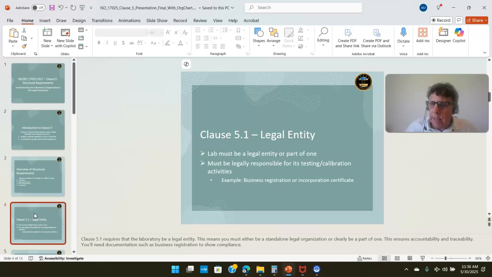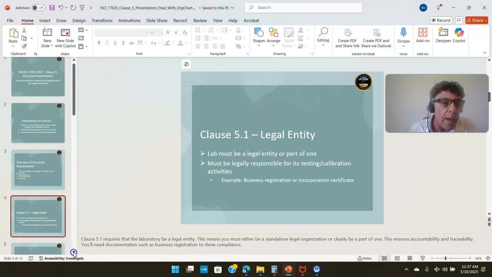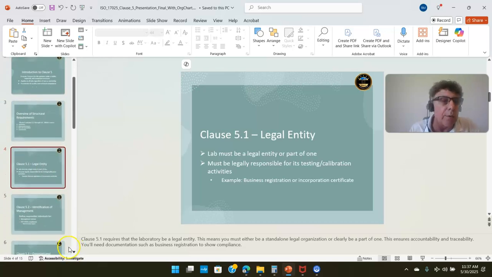If you're an LLC, it might be your business license. The auditor is going to look for some sort of proof of the fact that you are a legal entity. So clause 5.1 requires that the laboratory be a legal entity. This means that you must either be, like I said, a standalone legalized legal organization or clearly be a part of one that is larger. This ensures accountability and traceability, and you'll need, like I said, documentation such as a business registration to show this compliance. That would be an example of documentation requirements.